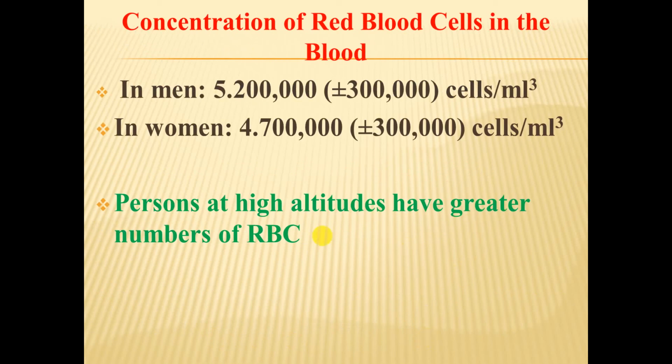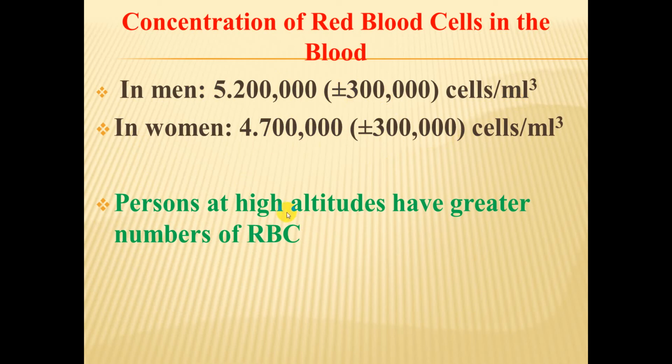Concentration of RBC in male 5,200,000 plus minus 300,000 cells for each cubic milliliter of blood, while in women 4,700,000 plus minus 300,000. هذا هو الرينج هذا هو المين. الرينج ممكن increase or decrease 300,000 for each.